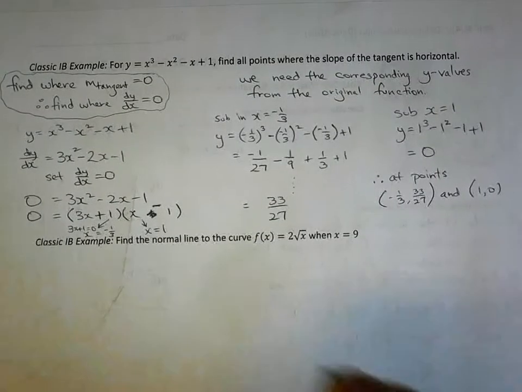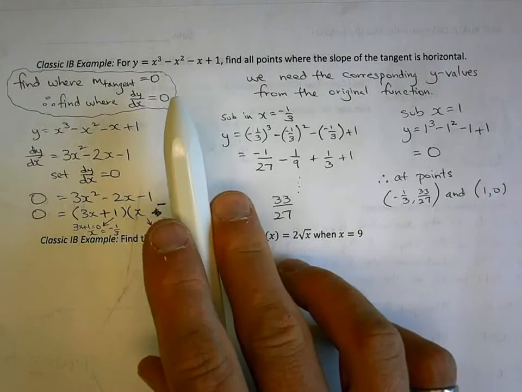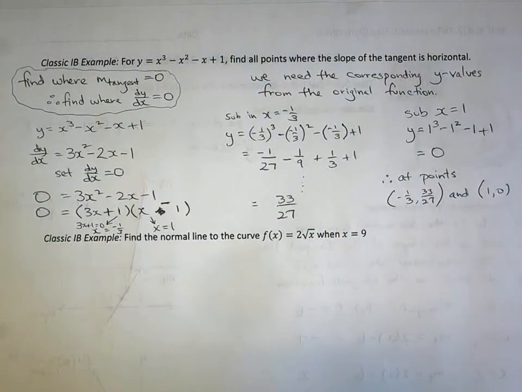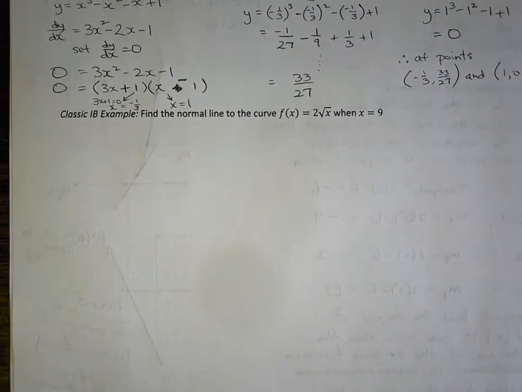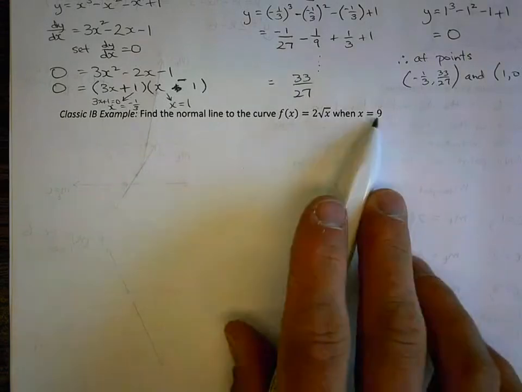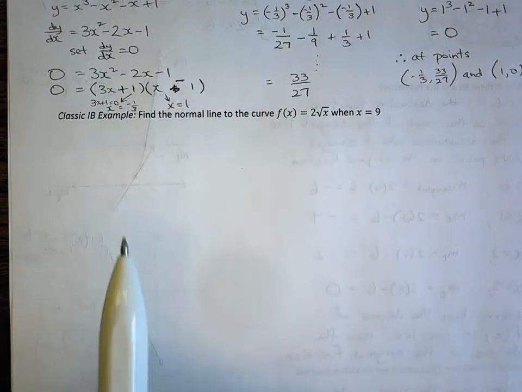So this sort of question is common in this chapter, where you have to understand how to manipulate the derivative to find some sort of point or something like that. Let's do another classic IB example. Find the normal line to this curve when x equals 9. Well, a few things are going on here. First of all, what is a normal line?